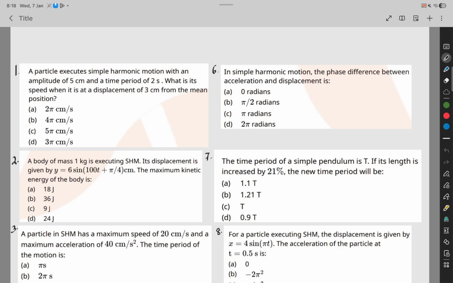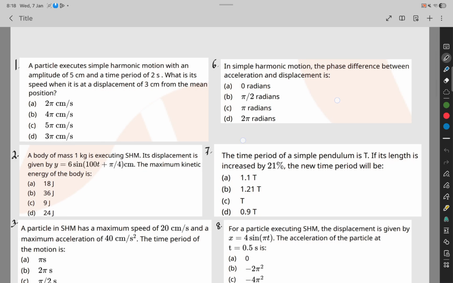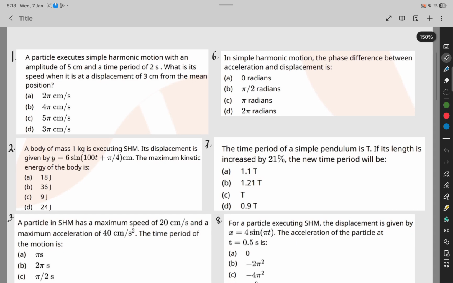A particle is executing SHM with an amplitude of 5 cm and time period of 2 seconds. What is the speed when its displacement is 3 cm from the mean position? It is given that it has a time period of 2 seconds, so omega equal to what? 2 pi by T, so that is pi. Now you have the amplitude, so velocity is equal to omega root over A square minus x square.